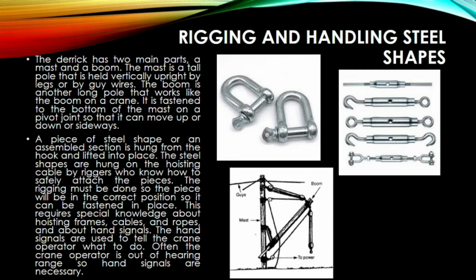A piece of steel shape or an assembled section is hung from the hook and lifted into place. The steel shapes are hung on the hoisting cable by riggers who know how to safely attach the pieces. The rigging must be done so the piece will be in the correct position so it can be fastened in place. This requires special knowledge about hoisting frames, cables, and ropes, and about hand signals. The hand signals are used to tell the crane operator what to do. Often, the crane operator is out of hearing range, so hand signals are necessary.